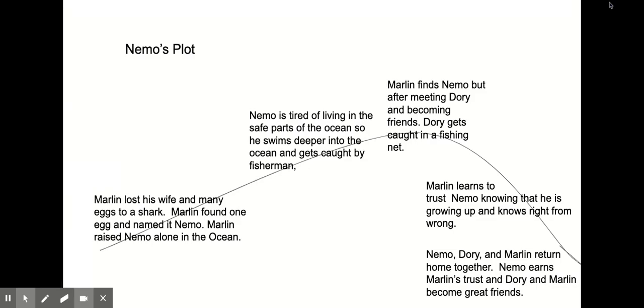Then at the end of the story, or end of the movie, we have Nemo, Dory, and Marlin. They return home together. And Nemo earns Marlin's trust, and Dory and Marlin become great friends. And that's when we have the theme of trust and friendship.